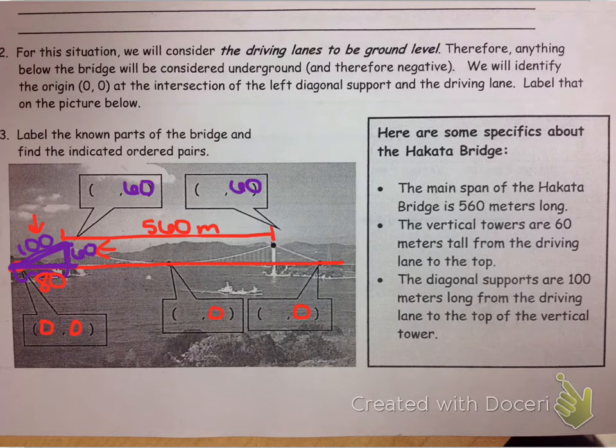So we now actually have enough information to label all of the other points along our bridge. So we start over here at 0, 0. We go 80 meters in this direction. And so that means that this point up here has an x-coordinate of 80. Okay, then we need to find this x-coordinate as we work our way across the bridge. We've got two ways of going about doing it, but right now, as we're going from left to right, typically what people do is they figure out, well, half of the main span would be 280.